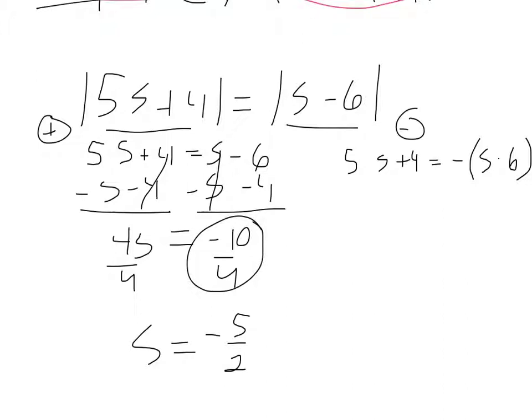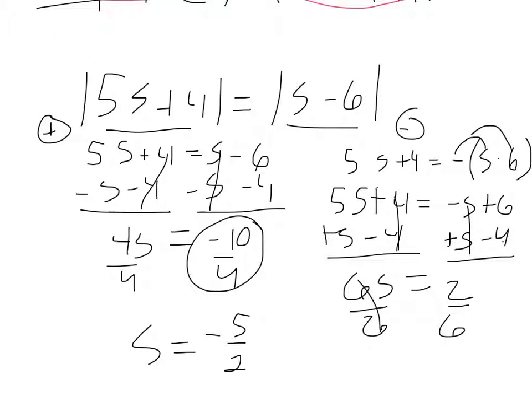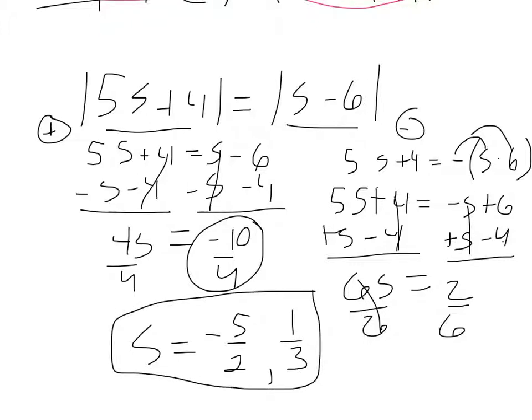Over here, we need to distribute. So we have our 5s plus 4 equals negative s plus 6. So distribute here and here. So I'm going to add s to both sides. So once again, moving my s to the left. Subtract 4. So I'm moving my numbers to the right. 6s, the 4's cancel. Here, the s's cancel. Equals 2. Divide by 6. And here we get cancellation. And we get 2/6 or 1/3. And those are the two solutions to that one right there.